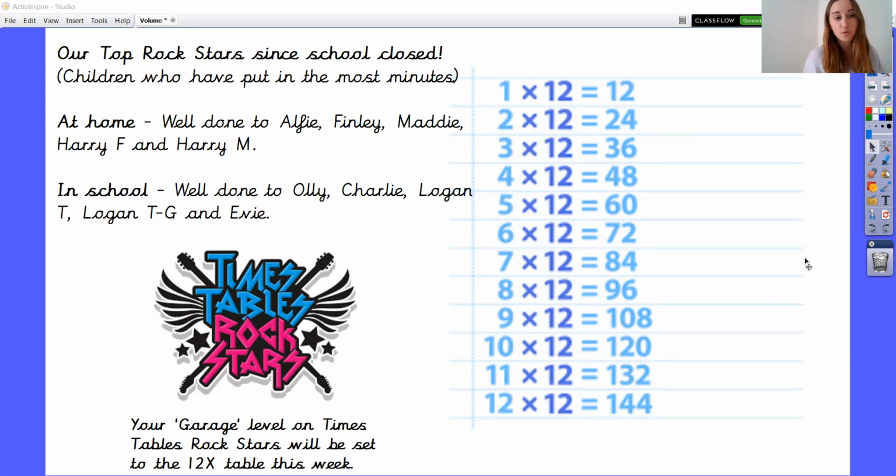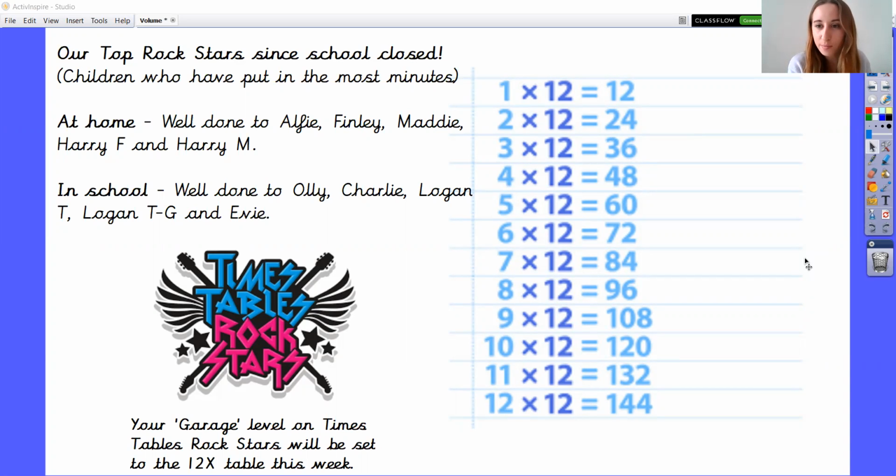And the children in school who've put in the most minutes. So these are children who've been in school sometimes or all the time. Well done to Ollie, Charlie, Logan T, Logan TG and Evie. So well done you. Now this week, I would like you to focus on the 12 times table.